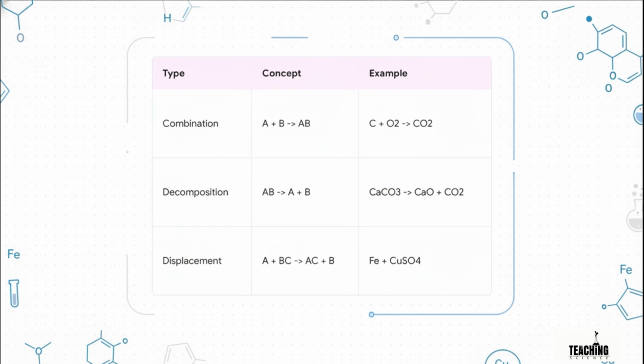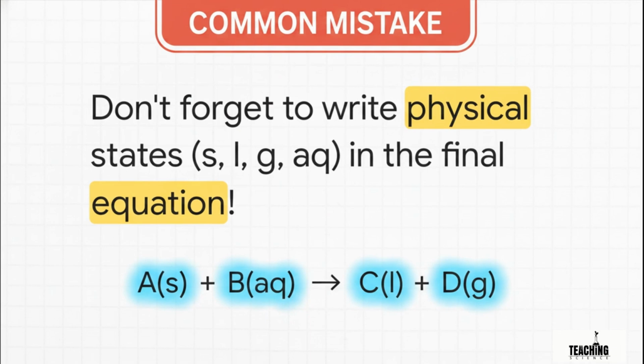Combination is simply A plus B makes AB. Decomposition is the exact reverse. AB breaks down into A plus B. And displacement? That's when A plus BC becomes AC plus B. Structuring these concepts abstractly like this makes the actual chemical equations underneath so much easier to digest and remember on test day. Now I want to put on my mentor hat for just a second.